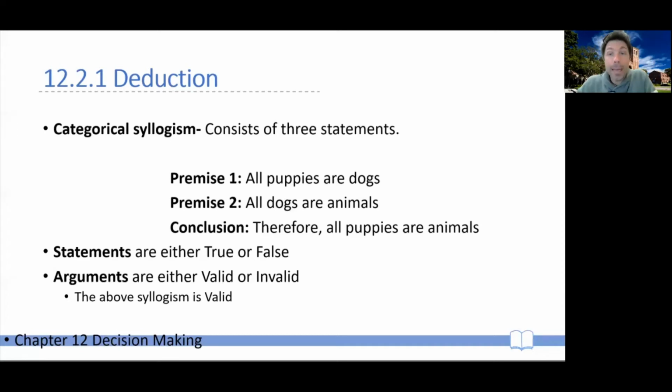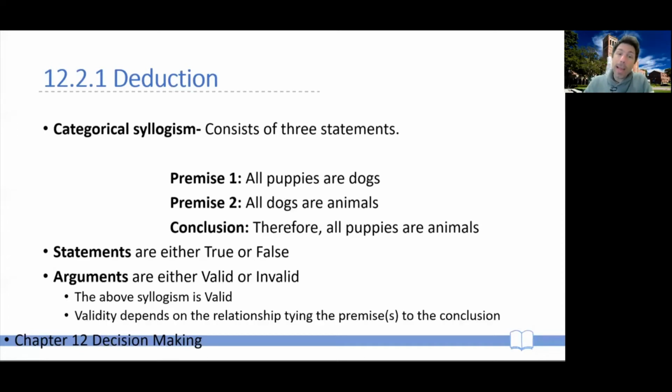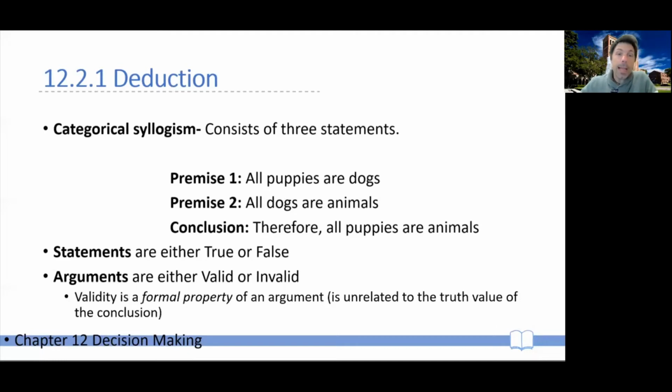So in this case, validity depends on the relationship tying the premises and the conclusion. It depends on the entailment from the premises to the conclusion. What is interesting about this is that validity is a formal property of an argument. It's not about what is being said. It's not about puppies and dogs and animals. It's really about the structure of an argument, about how the premises link to the conclusion.